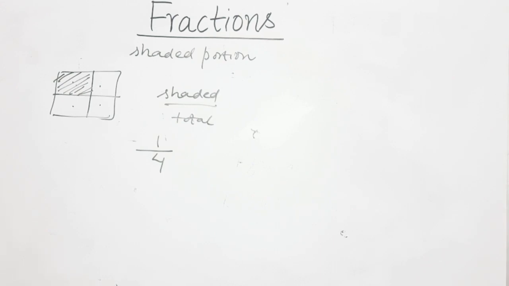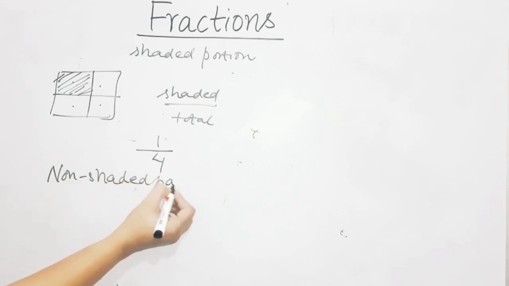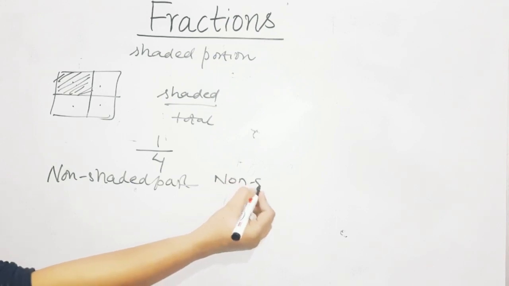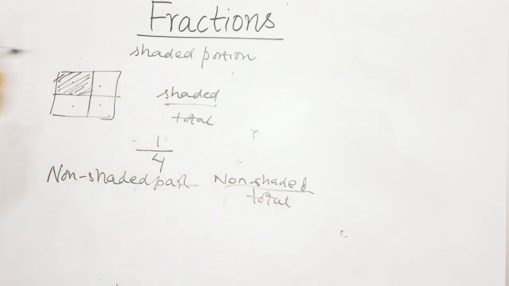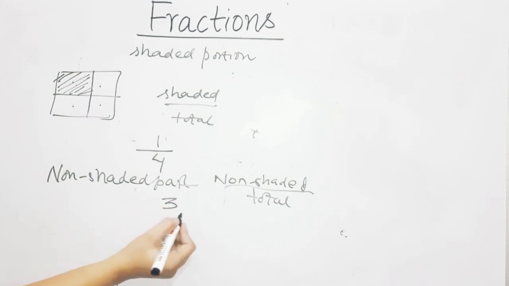But if I talk about the fraction for the non-shaded part, which means the part which is not shaded, what will be the formula for that? The formula will be non-shaded upon total. Count the number of non-shaded portions in the figure. 1, 2, 3. So 3 parts are non-shaded and the total number of parts is 4. So this is the non-shaded part. I hope it is clear.